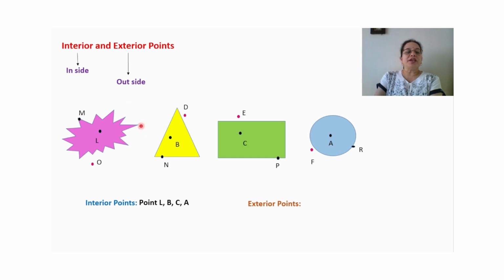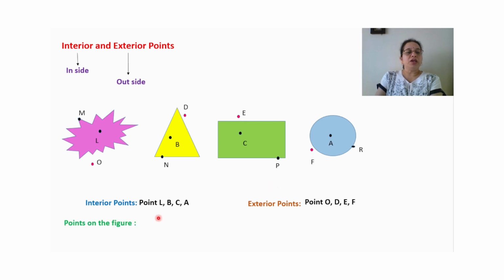Exterior means outside the figure. So here point O is outside the figure. Point D is outside the figure. Point E is outside the figure. Point F is outside the figure. So these points are known as exterior points.